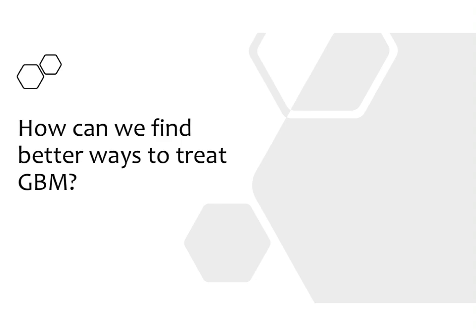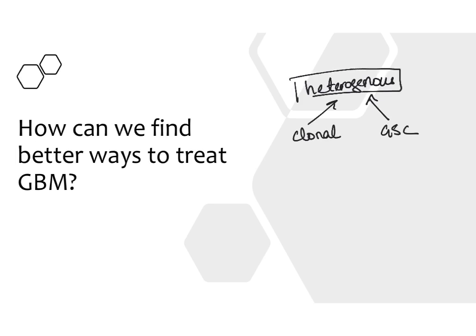All right, so knowing that we have a highly heterogeneous tumor and that there are 2 different hypotheses of how we get this heterogeneity, either clonal evolution or the glioma stem cell hypothesis, either way, we end up with a really heterogeneous tumor that resists all the therapies that we have right now. We really want to think about how can we find better ways to treat GBM. So how do we develop new therapies that might do better?